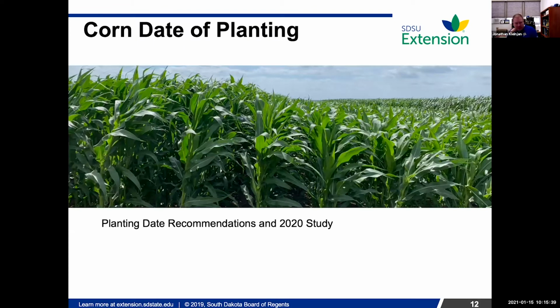So the corn planting date study that I did this year, we'll talk a little bit about why I decided to do that and what we saw. One thing I wanted to point out in this picture: here's the middle planting date, which was May 15th, and then we had the last planting date here on June 1st.